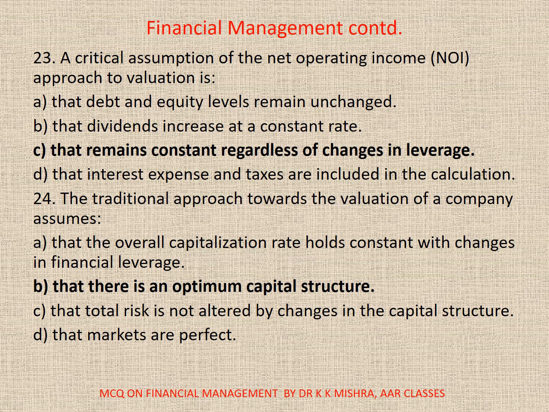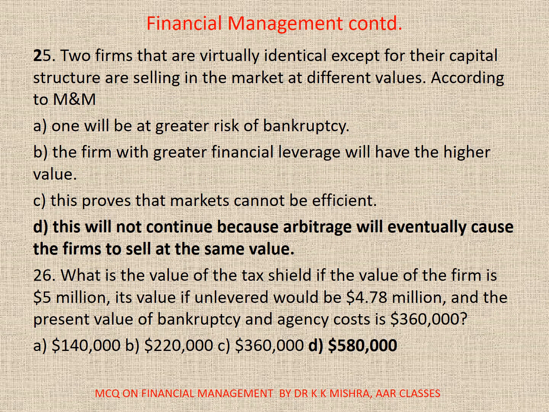24. The traditional approach towards the valuation of a company assumes, correct option is B, that there is an optimum capital structure. 25. Two firms that are virtually identical except for their capital structure are selling in the market at different values. According to M&M, here correct option is D, this will not continue because arbitrage will eventually cause the firms to sell at the same value.